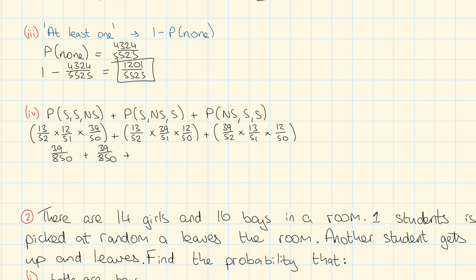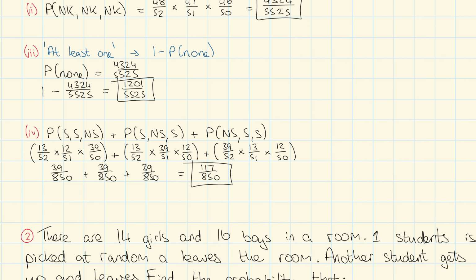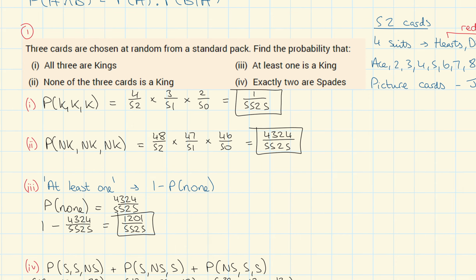You'll notice a pattern here in these types of questions. Pretty quick. So again, same answer, 39 over 850. Tidy all that up. We get 117 over 850. Okay, that's example 1 answered.